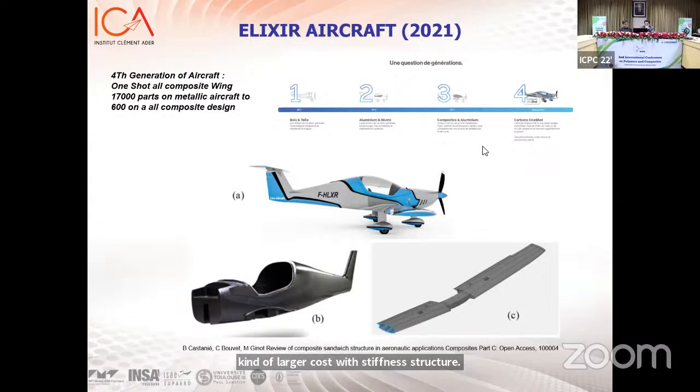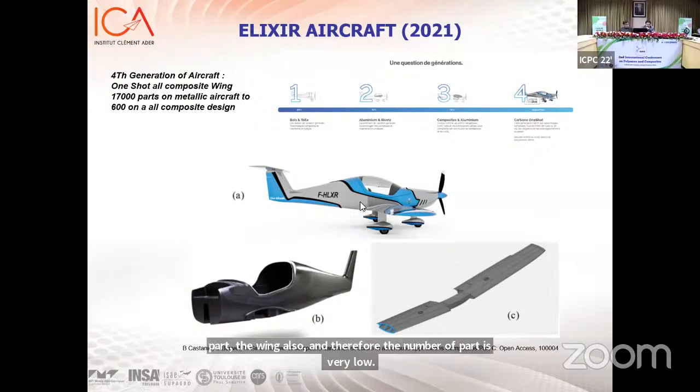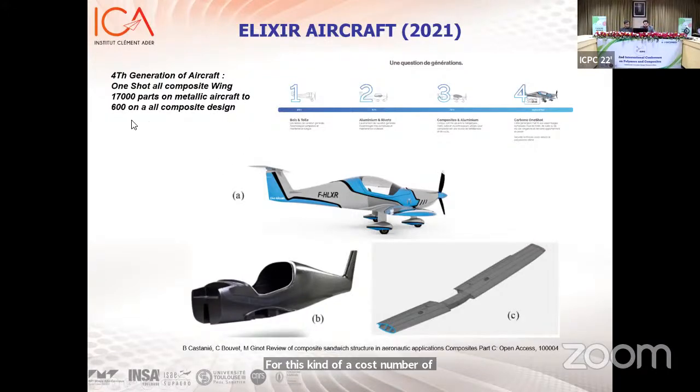We have a PhD with a company, Elixir Aircraft. When they hired our students, there were only 7 of them, and now there are more than 100. The aircraft is certified, and it is an all-composite sandwich structure aircraft with different one-shot parts. For example, the fuselage is made in one part. The wing also. Therefore, the number of parts is very low. For this kind of aircraft, the number of parts is limited to 600, whereas for a classical aluminium construction, it is more than 17,000.